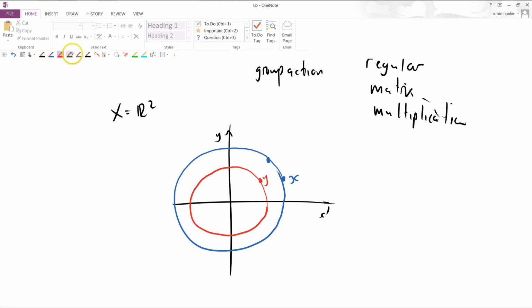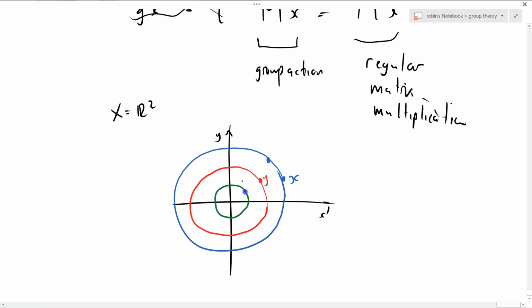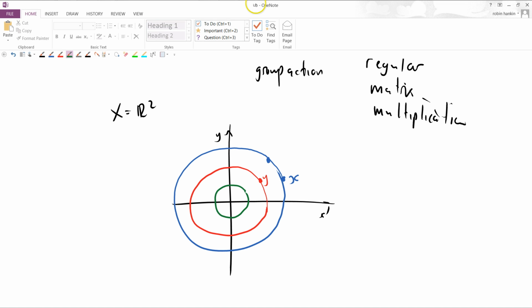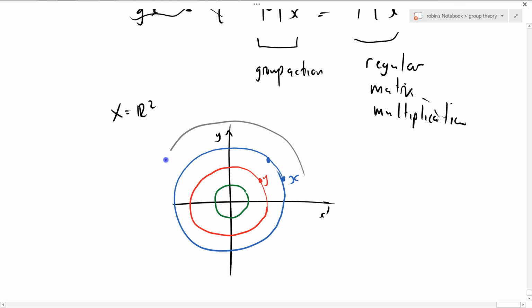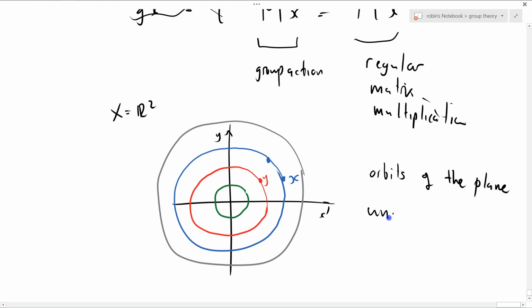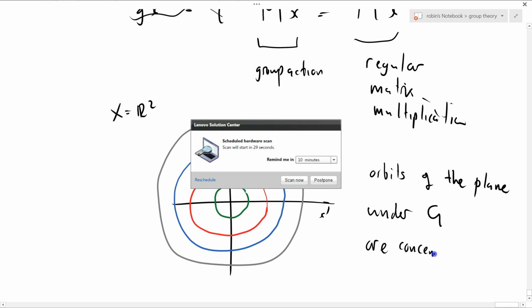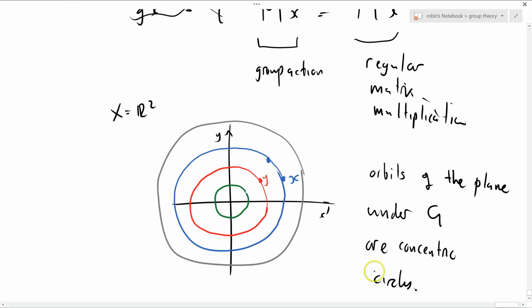So my orbits are concentric circles. Green, I think that's the only colours I've got. I might have one more. Grey, here we go. That's supposed to be concentric circles. So that's quite a nice little image to have in mind, I think. So the orbits of the plane under G and the group action, which corresponds to regular matrix multiplication, are concentric circles. And I think that's quite nice. I'm going to stop right there.